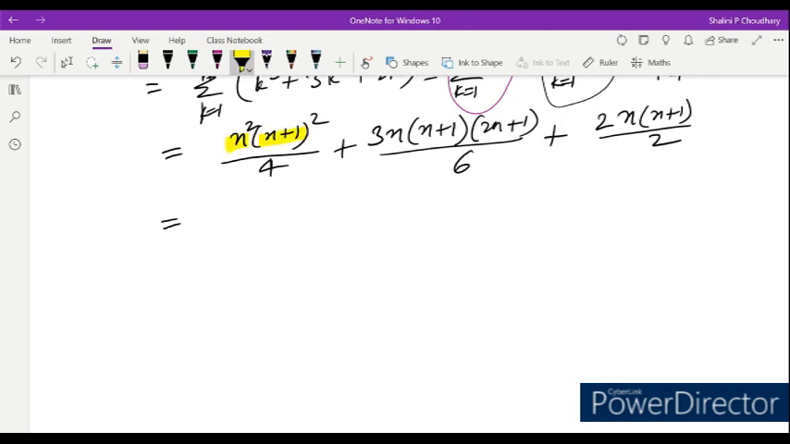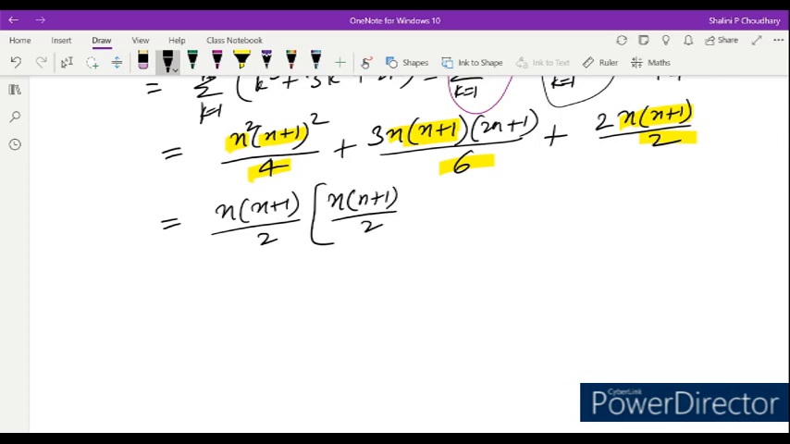n into n plus 1 is common. n into n plus 1, n into n plus 1, and divided by 2 also we can take from all. So we can write n into n plus 1 divided by 2 common, and here we'll write n into n plus 1 divided by 2. For this one we'll get divided by 2, we'll take, and this we can divide, we'll get 2 only. So n into n plus 1 divided by 2 we'll take common, we'll get only 2n plus 1, and for this one we'll get 2.